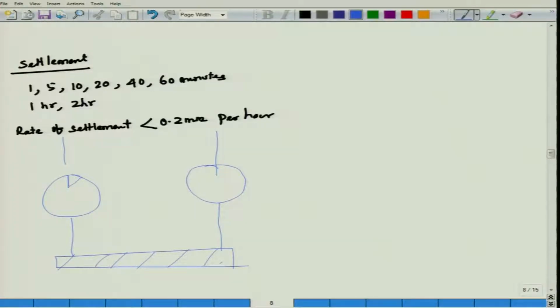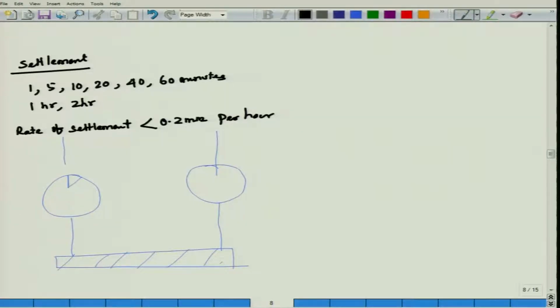That means it should not be more than 0.2 mm. Then at that point you have to apply the next load increment. So, this is the case. Then you observe it at 1 minute, 5 minute, 10 minute, 20 minute, 40 minutes, 60 minutes, 1 hour, 2 hour. Sometimes it continues for days together, because you have to wait till your rate of settlement is less than 0.2 mm per hour.